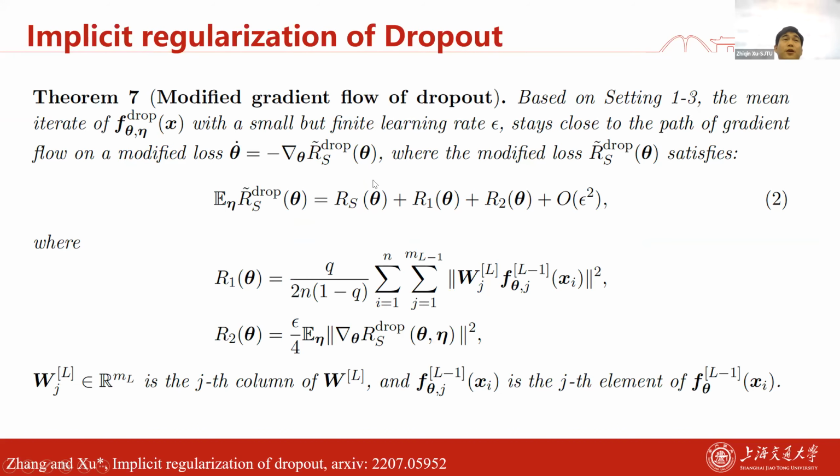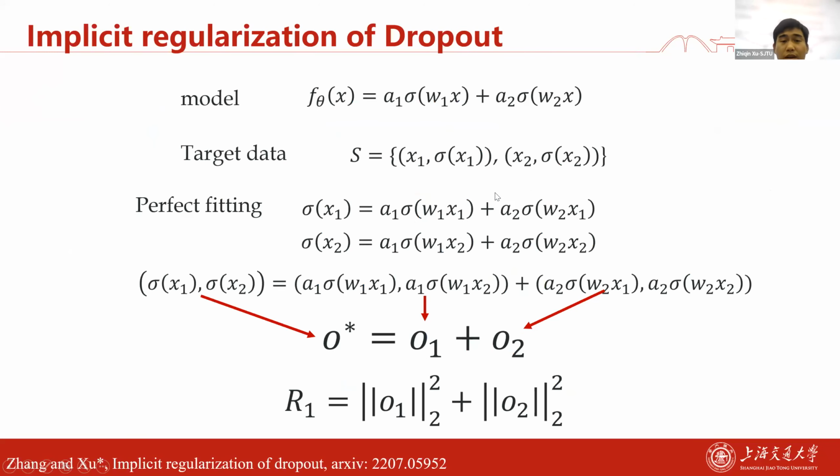Okay, so we performed some theoretical analysis, and we can derive that the expectation of the dropout loss actually equals the original mean square loss plus some extra regularization term. And because this term is not explicitly shown in your training loss, we call it implicit regularization. So now let's try to understand the meaning of this implicit regularization.